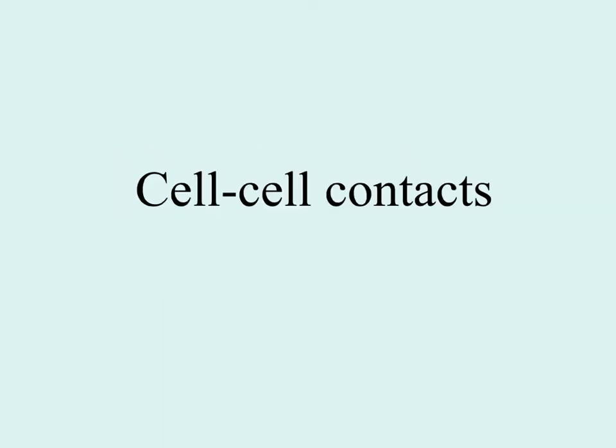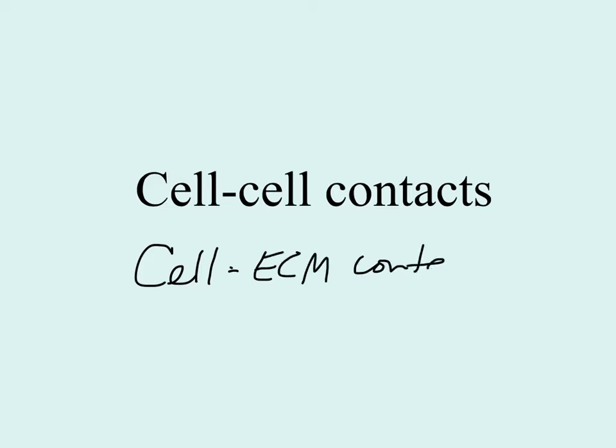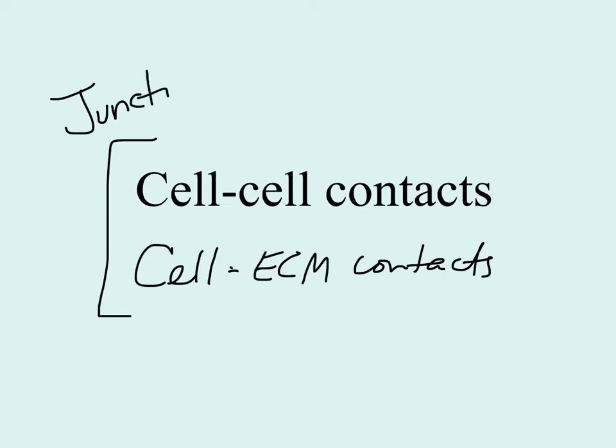One of the things we're going to talk about is how cells contact one another, cell-cell contact, and also cell extracellular matrix contacts, because we already mentioned these two things, cell-ECM contacts. And remember, these were two topics that were important for cell junctions, but they're not just important for cell junctions, they're also important for how cells interact with the extracellular matrix.